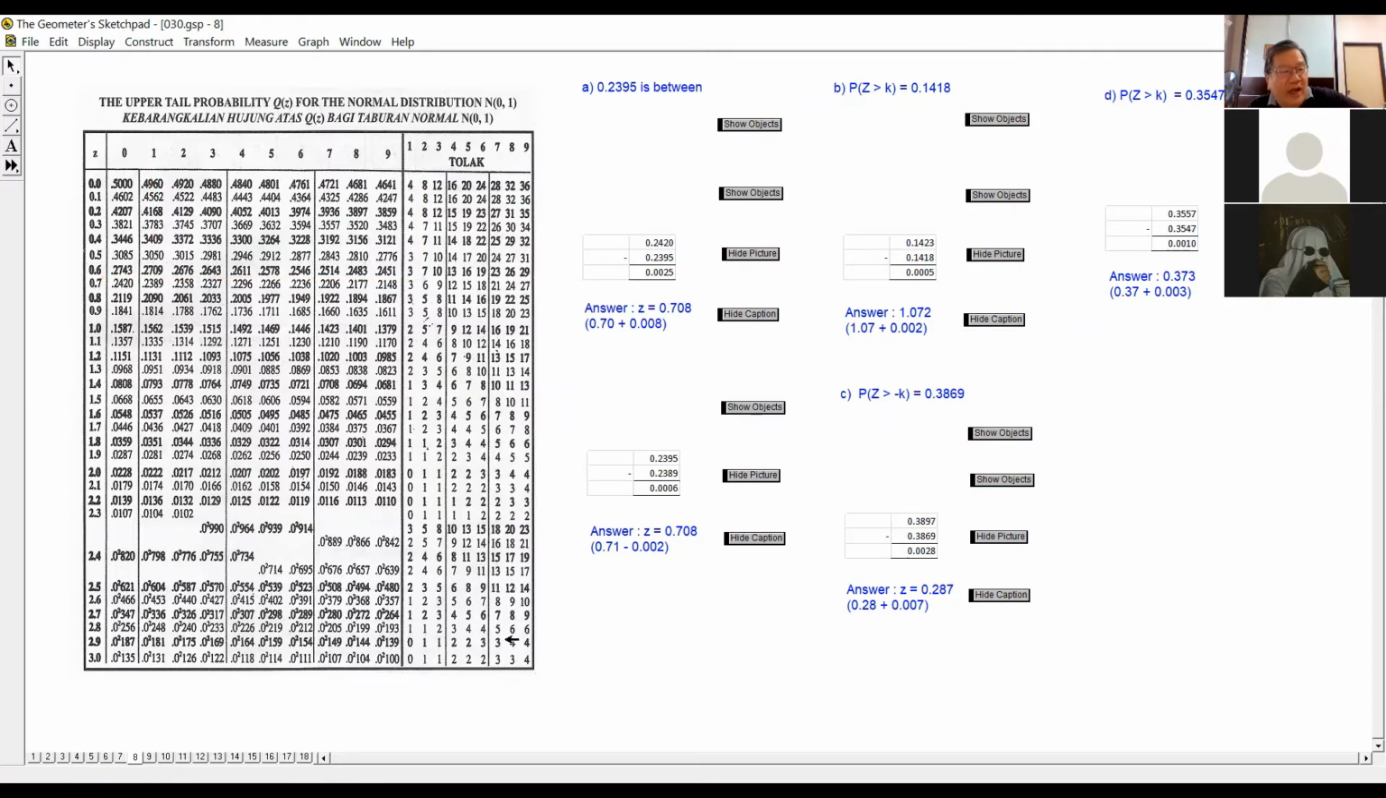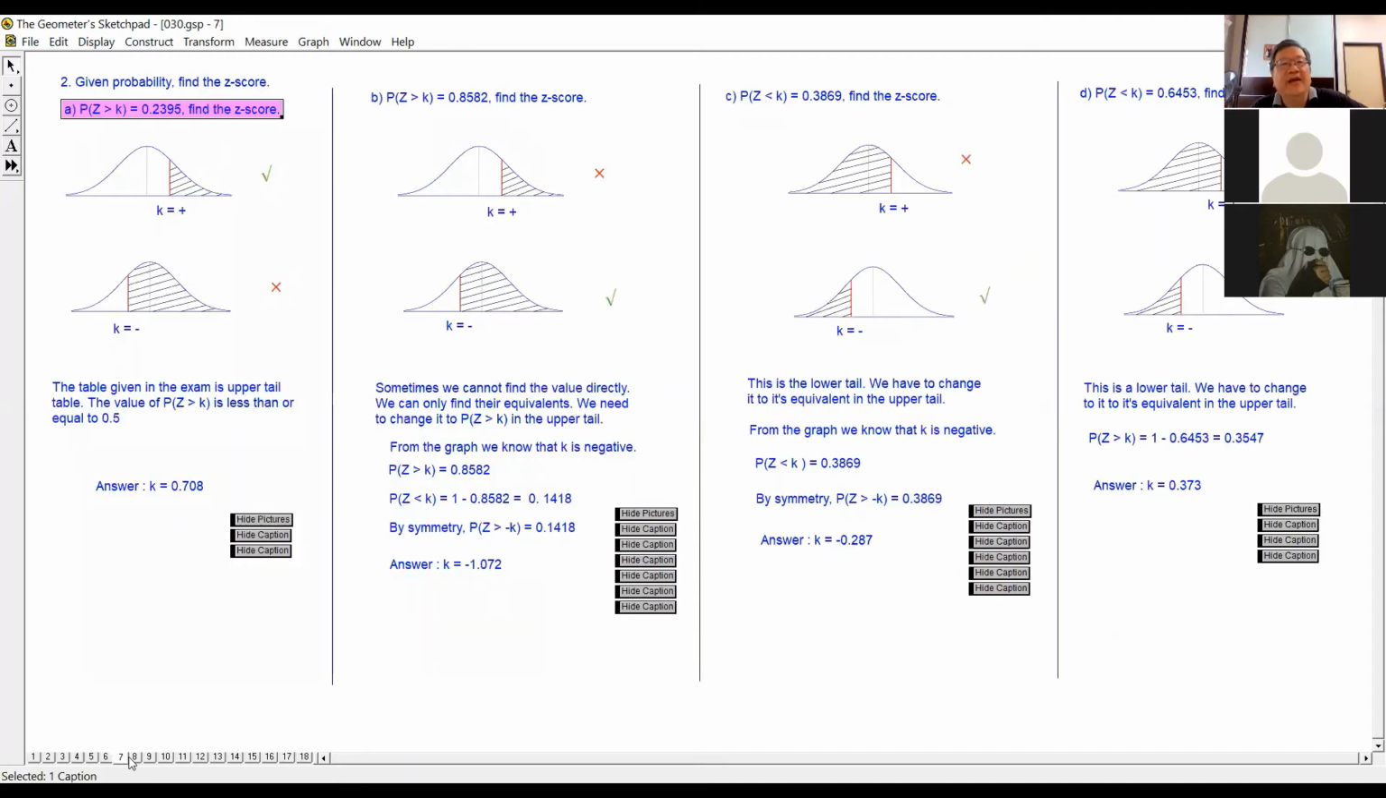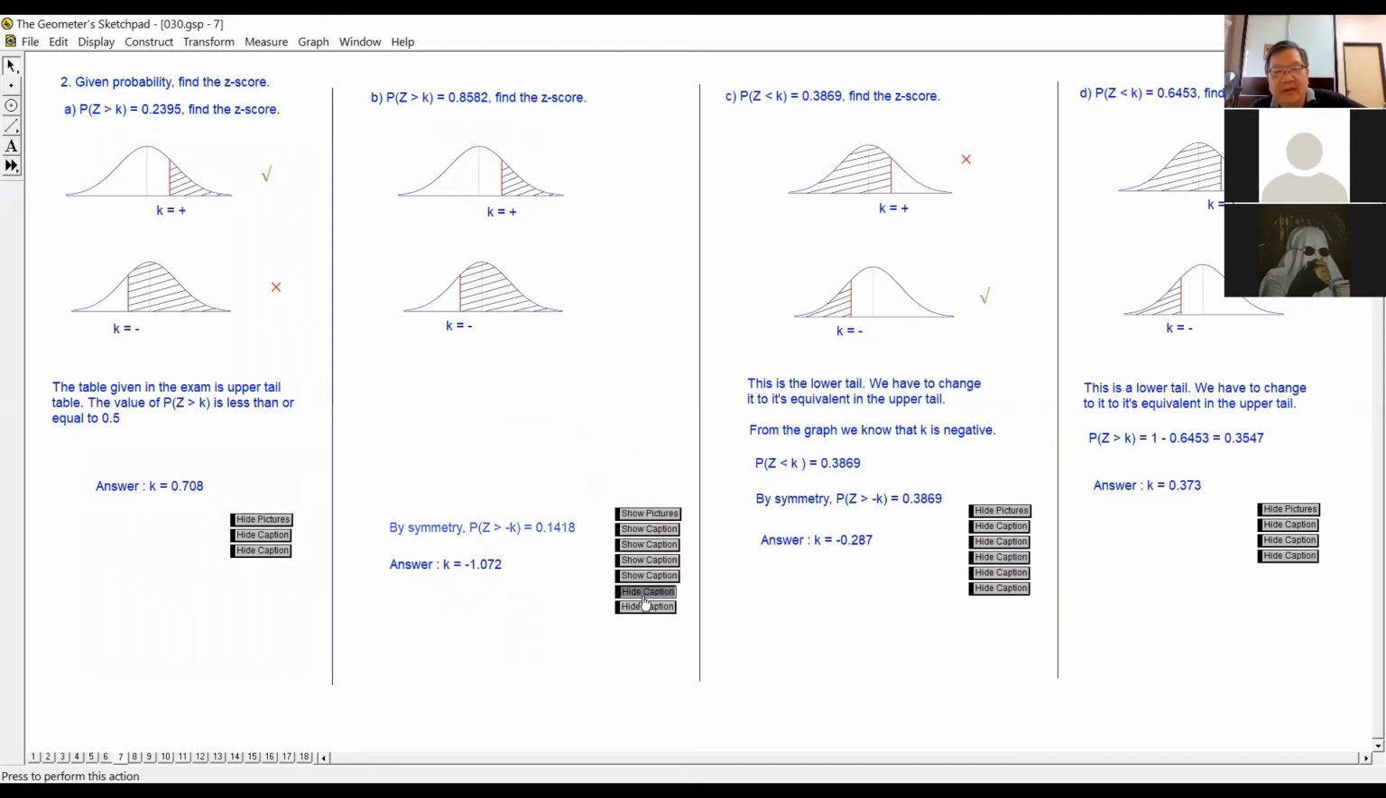Okay, no questions, then I should ask you the next question. Okay, the next question is like this. The probability of z greater than k is 0.8582. Find the z score. So now I ask you, which of the two graphs below shows the correct value for k? If k is here, then k is a positive value. If k is here, then k is a negative value.